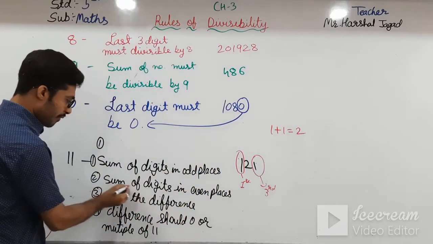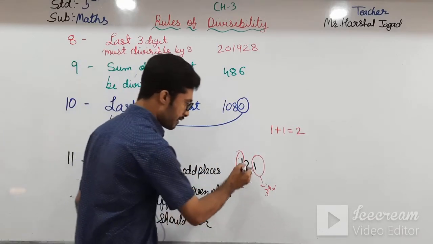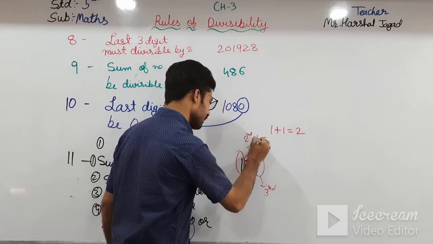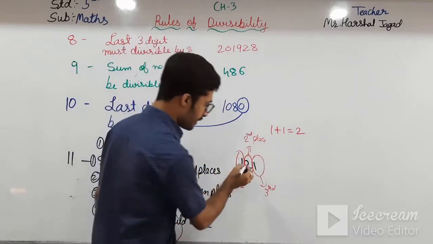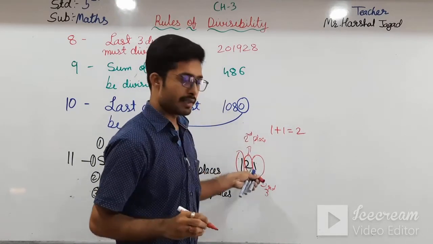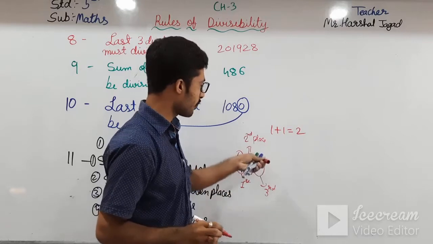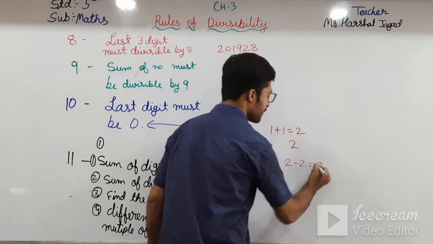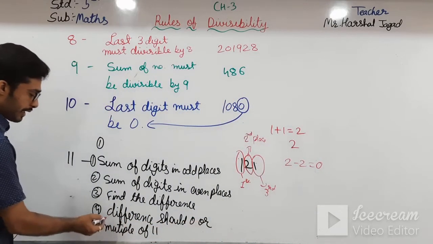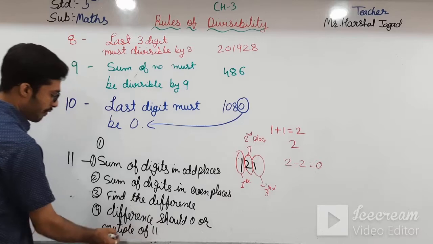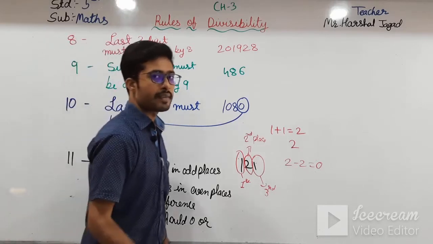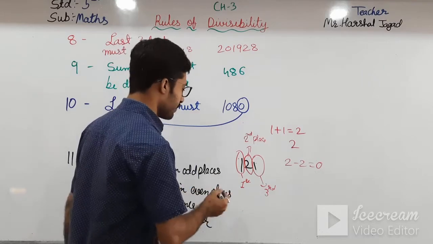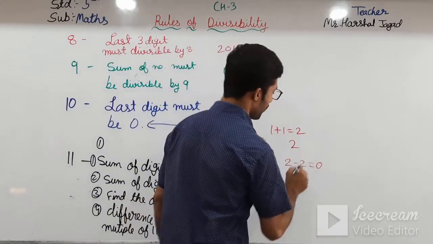Then the sum of the digits in the even place. So this is the second place, so it is only 1. If there is a digit after the third one, you have to total that. So it is only 2. So 2 minus 2, that is 0. Here you can see the difference should be 0 or multiple of 11. Okay students, now this is divisible by 11.